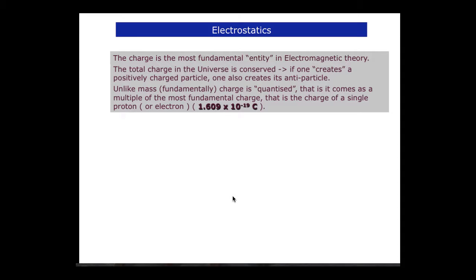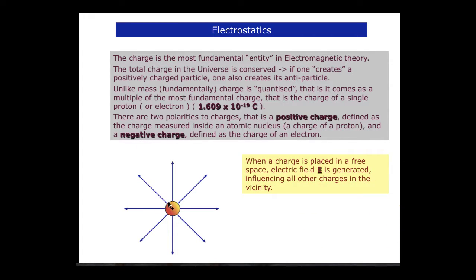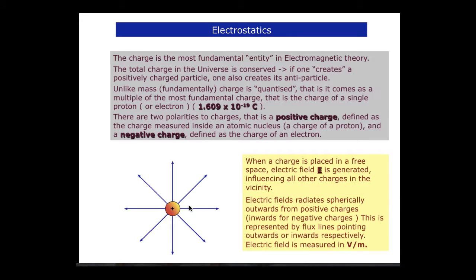There are two polarities to charges, that is, a positive charge, defined as the charge measured inside an atomic nucleus, a charge of a proton, and a negative charge, defined as the charge of an electron. When a charge is placed in free space, electric field E is generated, influencing all other charges in the vicinity. Electric fields radiate spherically outwards from positive charges and inwards for negative charges. This is represented by flux lines pointing outwards or inwards respectively. Electric field is measured in volts per meter.